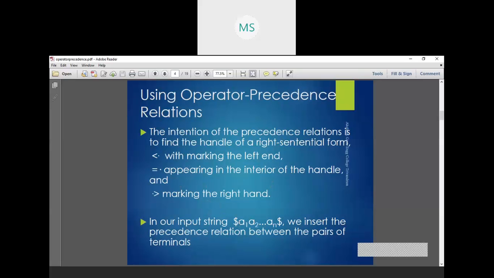Okay, in our input, dollar A1 A2 up to An dollar, we can insert the precedence relation between pairs of terminals. For example, I want to insert the relationship between dollar and A1. Assume A1 is plus. Then how do we write the precedence relation? Between dollar and plus, the plus always has higher precedence than the dollar, so we write the less-than symbol between them. Like that, you can write it first.